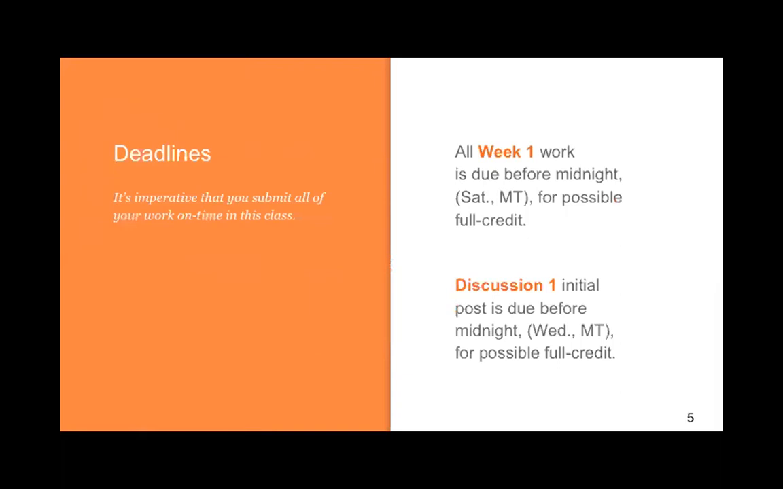All week 1 work and all your weekly work is really due by Saturday before midnight Mountain Standard Time for possible full credit. If it's over a week late, it cannot be accepted. You have a 1-week grace period with a 20% late penalty. However, that does exclude discussions. If you post a discussion initial post and response posts after the due date, it will not be credited.